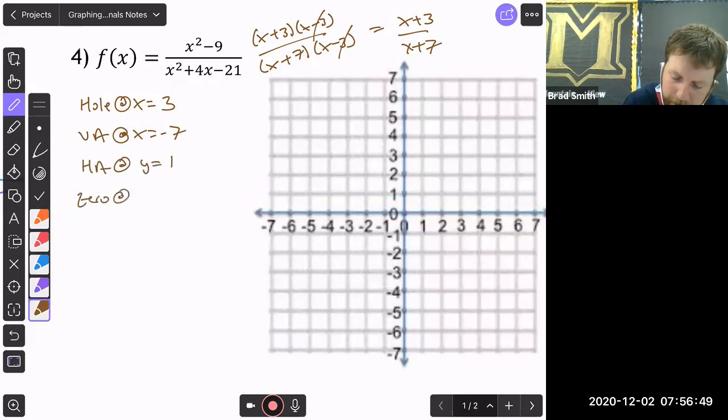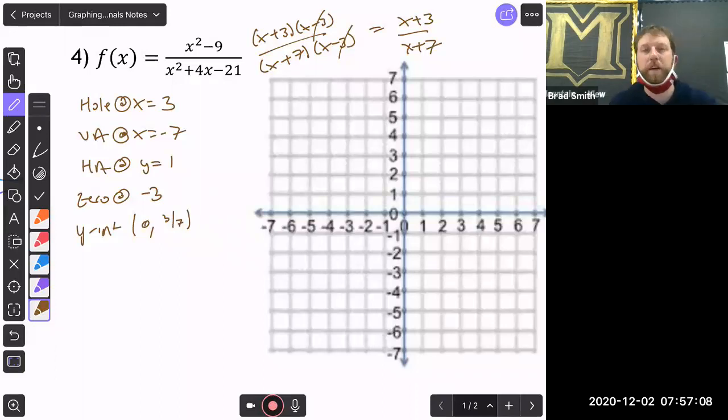And I have a 0 at -3, right? All that should be done. I also have a y-intercept at 0.3. I just like doing that because it's very easy to do, because you just take the x's away because you're plugging in 0 for x. It's not going to give you good numbers 99% of the time, but it's okay. So my vertical asymptote here is at -7. This is why I don't like this one.